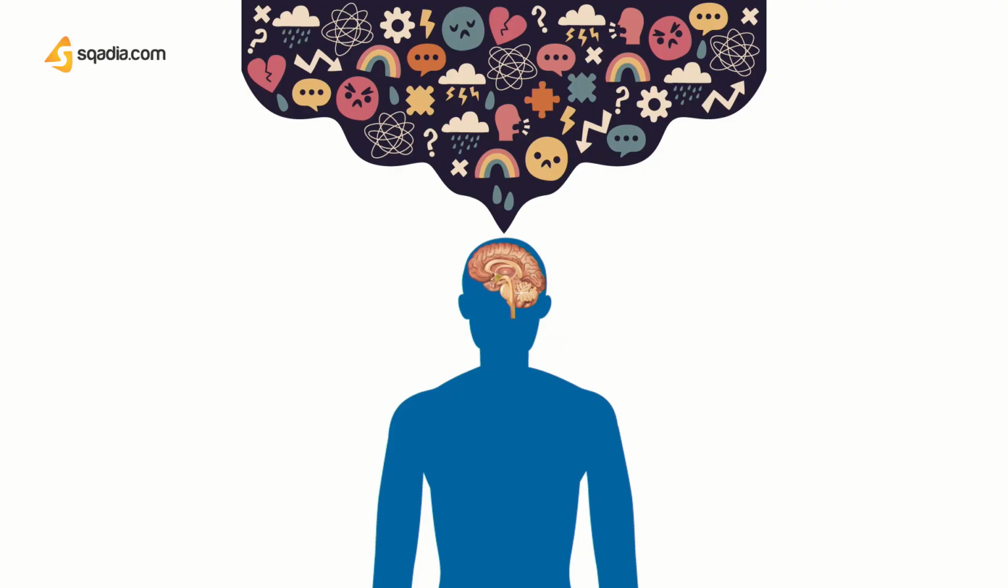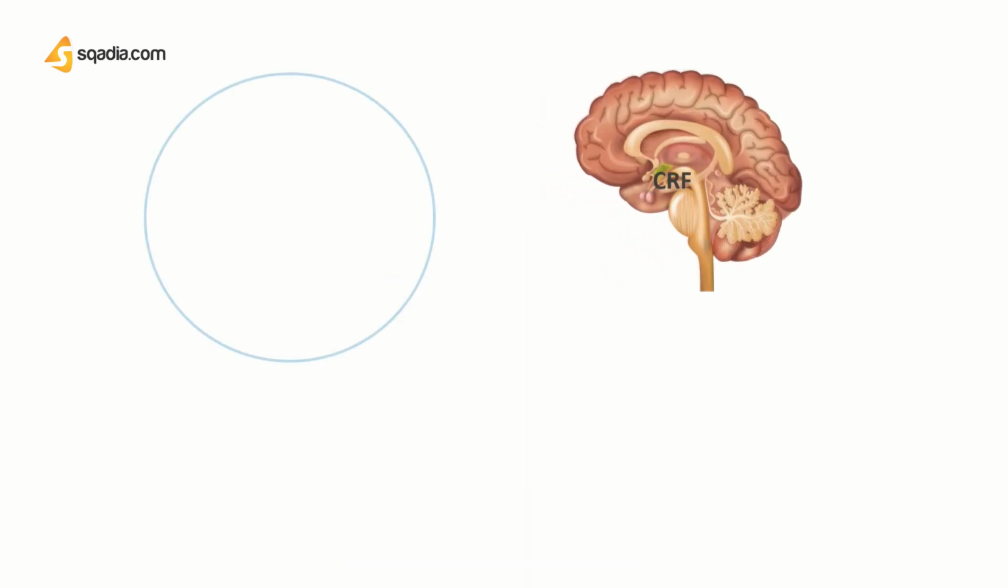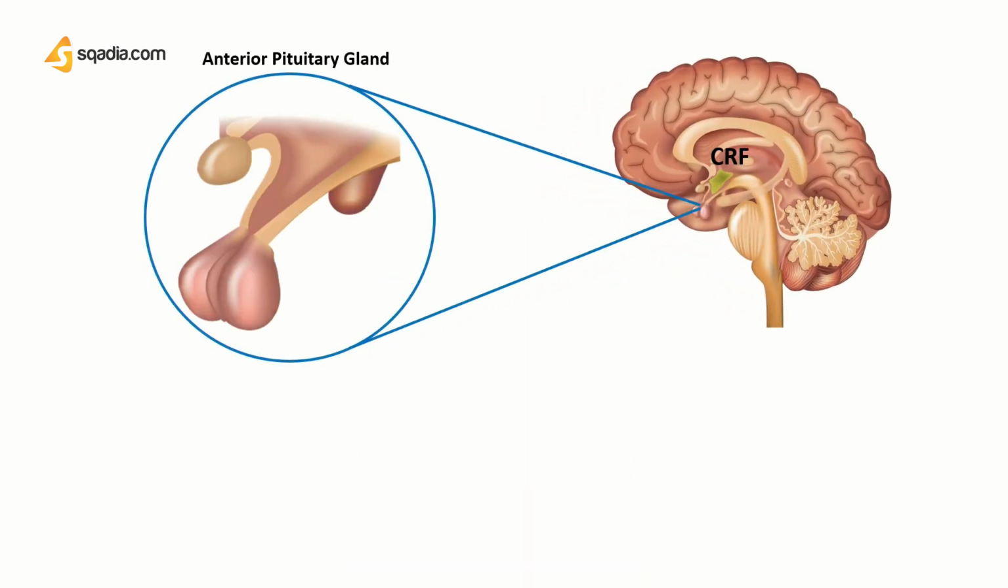Now, as a result of stress, which can either be physiological or physical, first up, the corticotropin releasing factor, or CRF, is released from the hypothalamus. Now, this stimulates the anterior lobe of the pituitary gland. Specifically, the corticotroph cells over here will be stimulated to release ACTH.